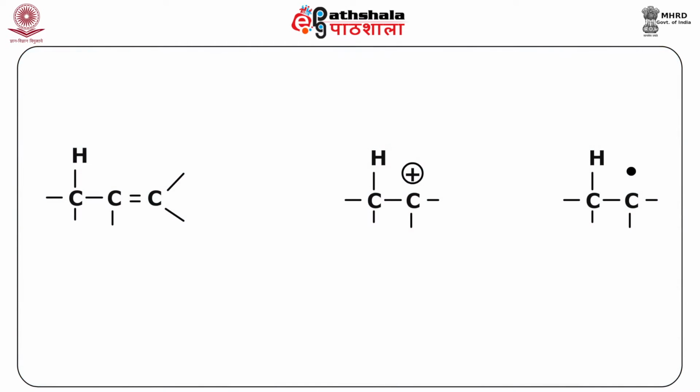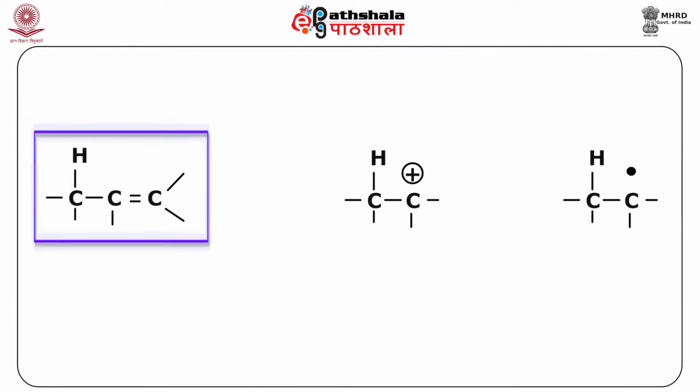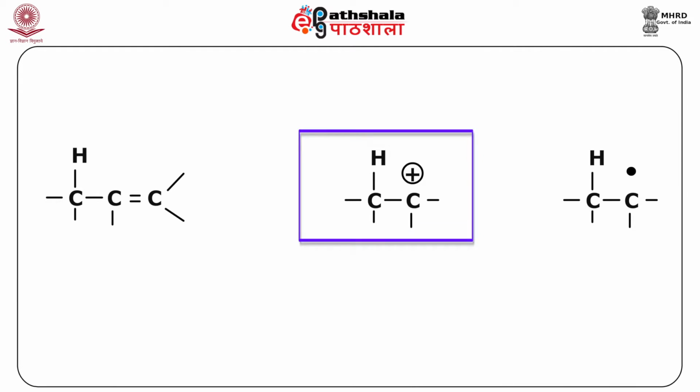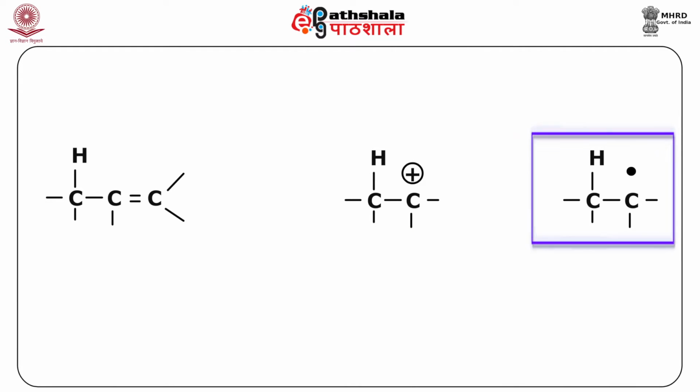Hyperconjugation exists in the molecule having the following framework, that is either alkenes having CC double bond or the carbocations or the free radicals further joined to at least 1 alpha hydrogen atom, but not in the case of carbanions. So, you can see these are the 3 cases where you can observe hyperconjugation.